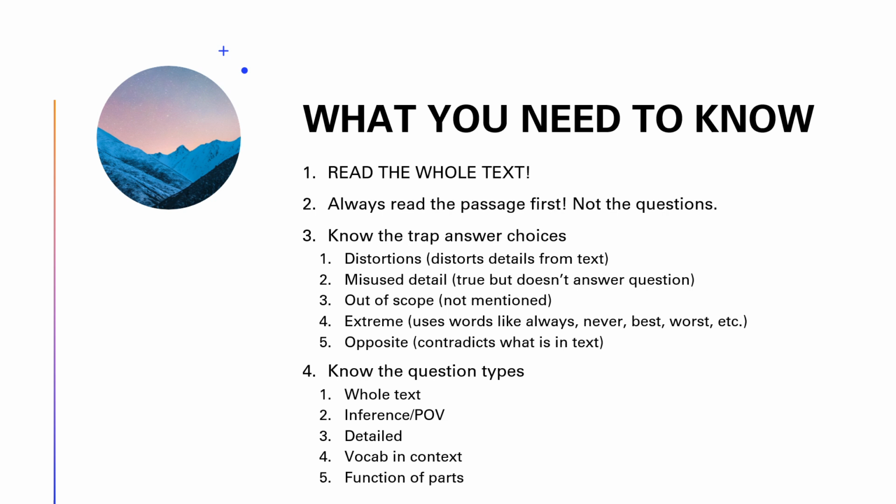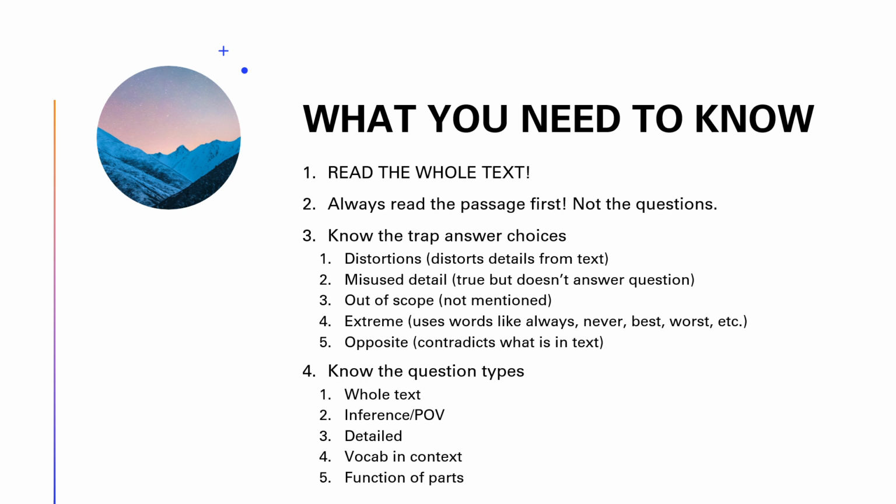Now, there are going to be trap answer choices. So everybody knows that one of your answer choices is going to be right. But the rest of those answer choices, this is how you can eliminate what makes them wrong. So you're going to have an answer choice somewhere that is what we like to call distortion. That basically means it's going to include a detail from the text, but it's going to change that detail somehow so that it's no longer a real or a true detail. Okay? You're going to have a misused detail. It is in the text. It is where it makes sense. It is true, but it doesn't answer the question.